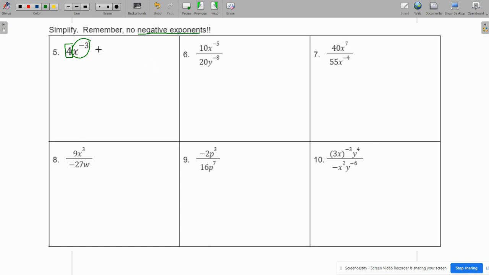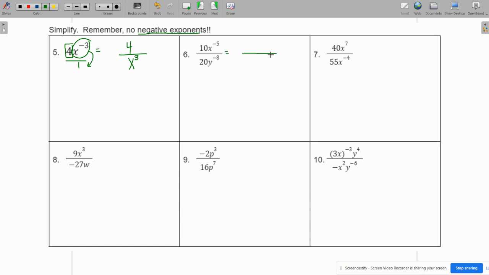So that means that if I'm going to write this as a fraction, this is technically over 1 as it is right now. It's in the numerator. So the 4 gets to stay put. It's only the x to the negative third power that needs to move to the denominator so that it becomes x to the third power. And there's nothing else that we could do there. Let's look at number 6.